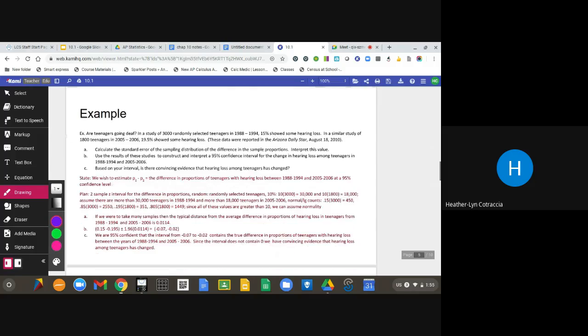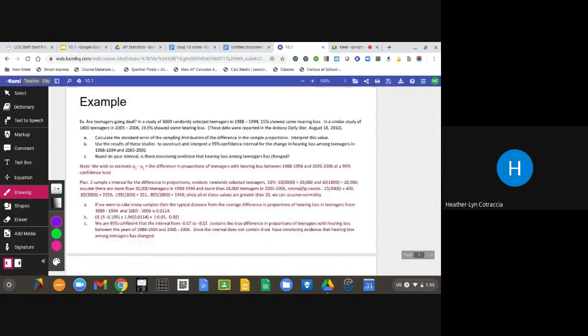Okay, so here's an example. So the question is, are teenagers going deaf? In a study of 3,000 randomly selected teenagers in 1988 to 1994, 15% showed some hearing loss. In a similar study of 1,800 teenagers between 2005 and 2006, 19.5% showed some hearing loss. And they just want to know, basically, has the hearing loss among teenagers changed between those two?